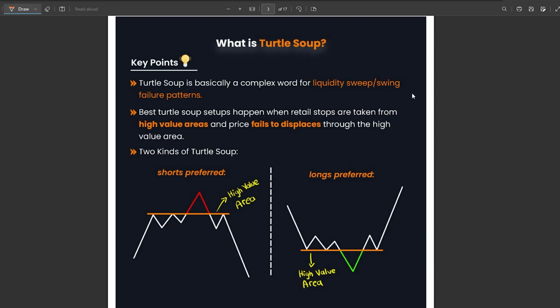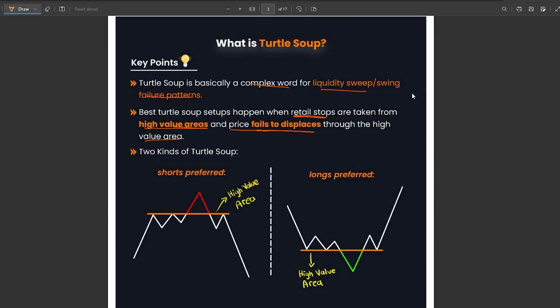Turtle soup is basically a complex word given to liquidity sweeps and swing failure patterns. In these type of scenarios, retail stops are taken from high value areas. We will discuss some of the high value areas in this video. What happens is that the retail stops are taken from the high value areas and price fails to displace through the high value area. So we get a turtle soup pattern.